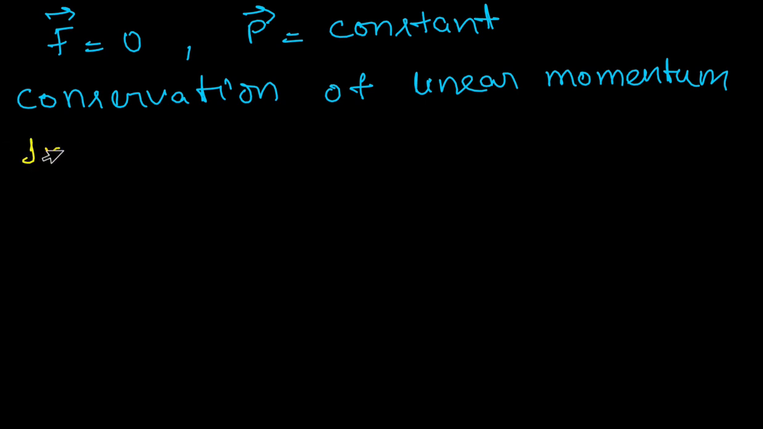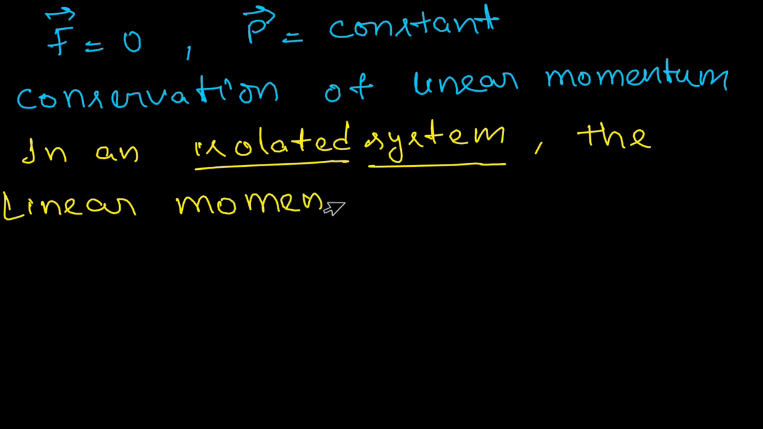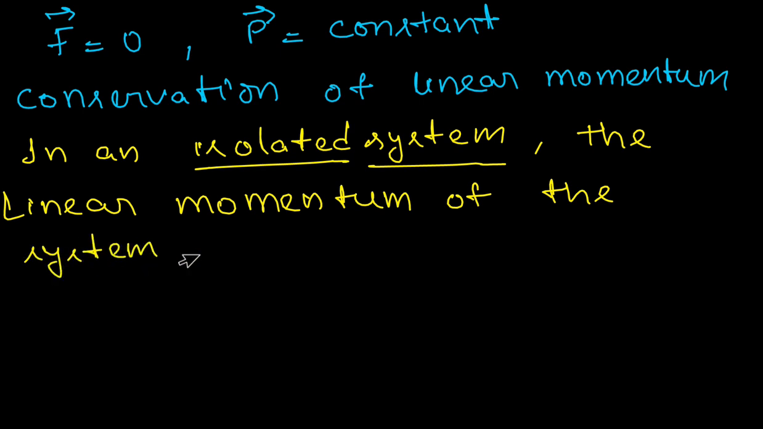According to this law, in an isolated system, an isolated system is a system on which net external force is 0 or no external force is being applied. So F is 0 here. So in an isolated system, the linear momentum of the system is conserved. The linear momentum is conserved.